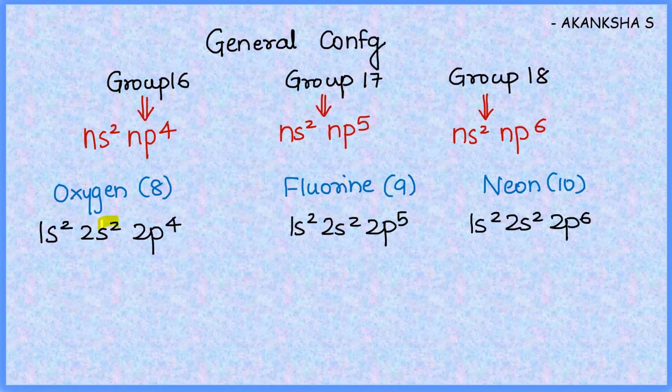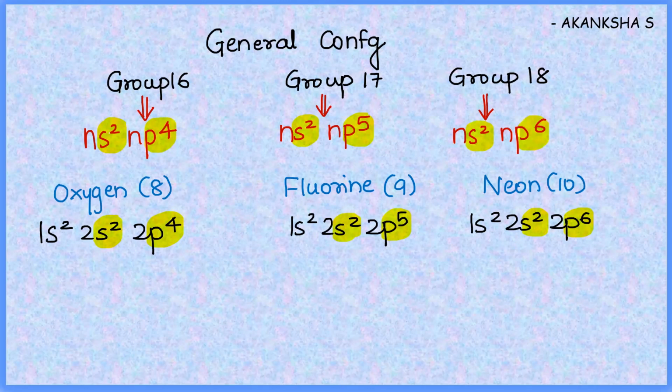Okay, so can you all see this s2 and p4? These three are p block elements, right? P block group. So they are bound to end in p, right? So you can see over here s2, p4. See here s2, p5, ending in s2, p5. That's why general configuration ns2, np5. Ending in s2, p6. That's why general configuration ns2, np6.